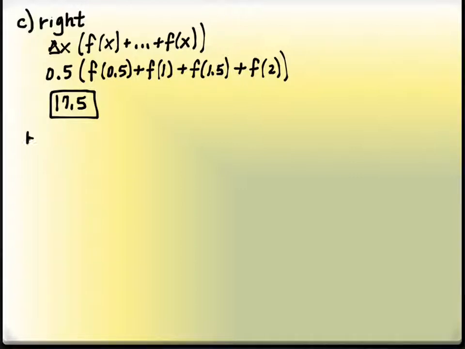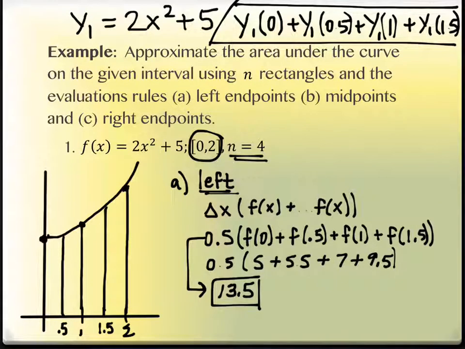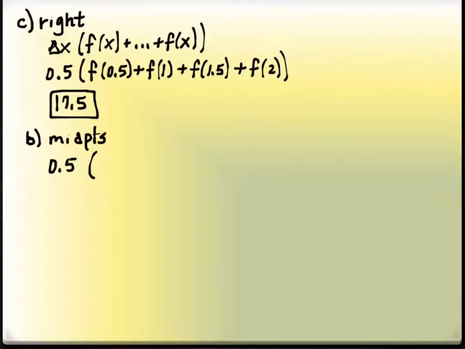All right, let's do midpoints. So this is part B that I skipped because the first one and the last one are far more related in terms of the computation. Okay, so for the midpoints, I still need to have that 0.5 out in front. But my midpoint values are not any of the values I've used so far. What is the midpoint for the first rectangle? It is 0.25. You got it. So the first one will be f of 0.25.